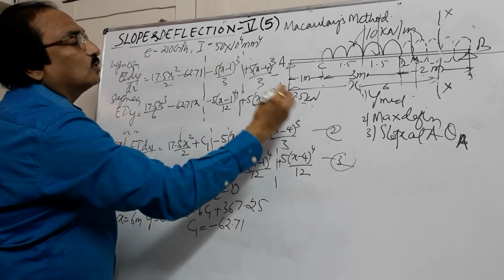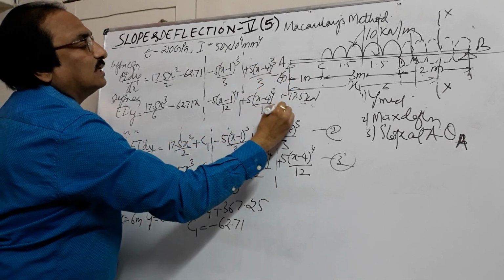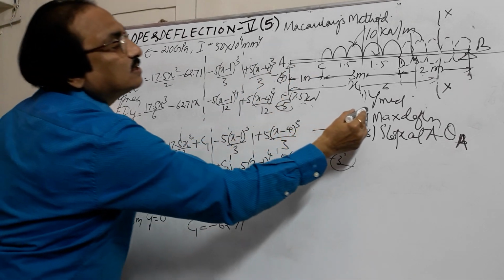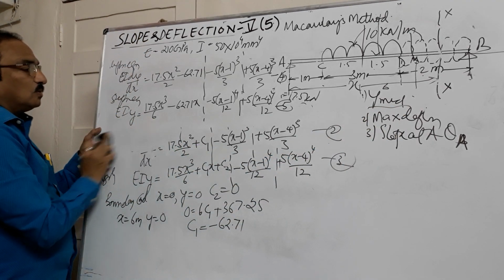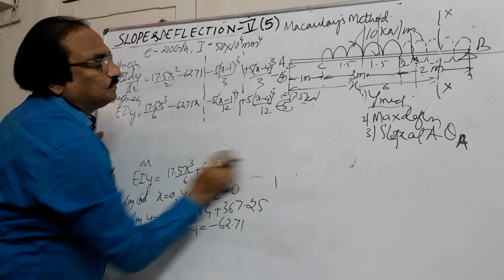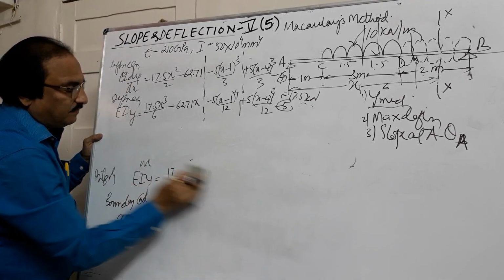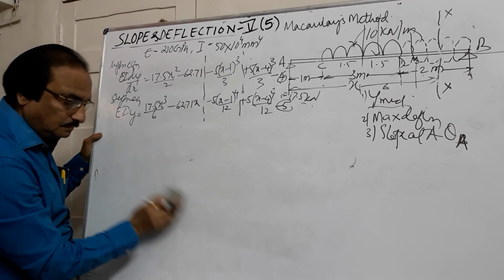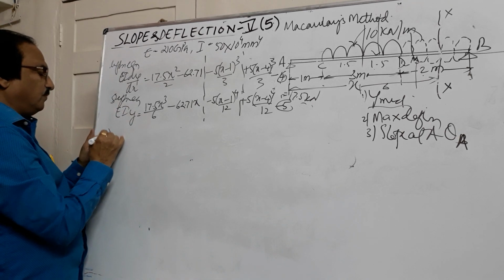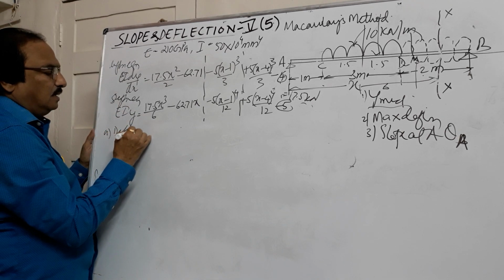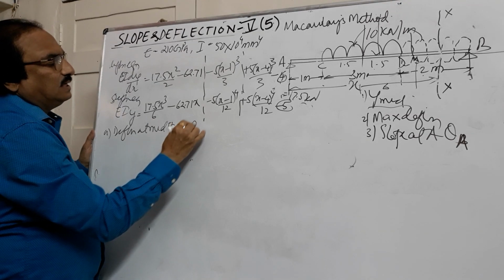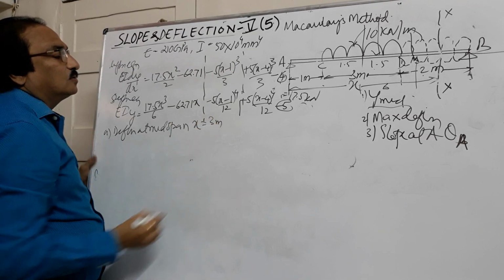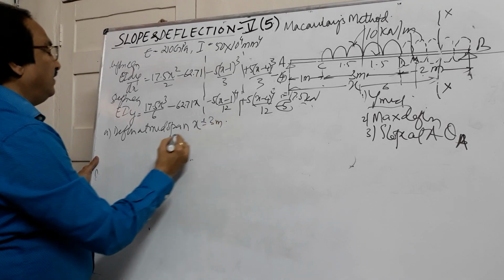Now let us come to the problem here. What are the things that are asked? One is, what is the deflection at the midspan? Midspan means when x is equal to 3 meters, you will have to find the deflection. So first we will go for the deflection at midspan, that is x equal to 3 meters. So let us substitute this value in equation 5.